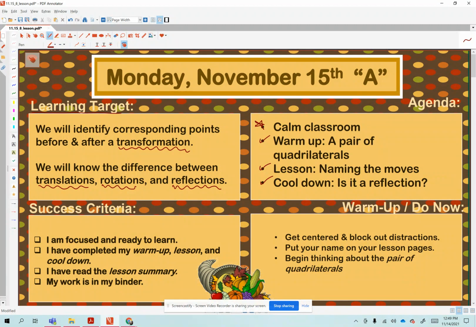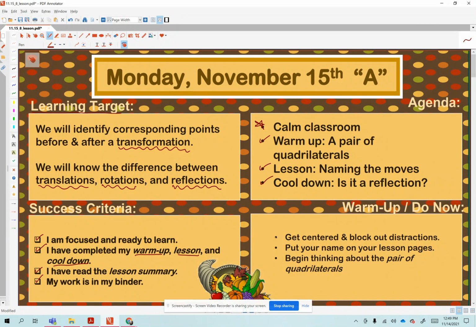And please ensure that you can check off all the boxes of your success criteria when you are finished, that you are focused and ready to learn, that you've completed your warm-up, your lesson, and your cool down, that you've read your lesson summary, and that we hole punch our work and put it in our binder.